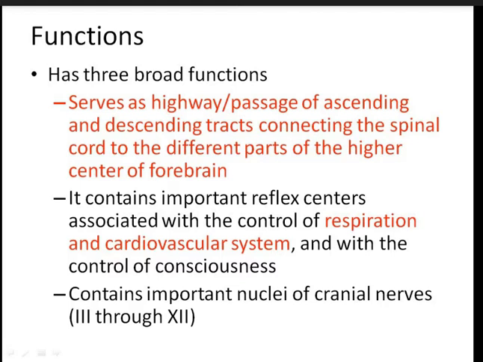And it contains the important reflex centers associated with the control of respiration and cardiovascular system and with the control of consciousness. So they carry the information to the higher center and provide the reflex. And it contains the important nuclei of the cranial nerves from 3rd to the 12th, as we discussed before.